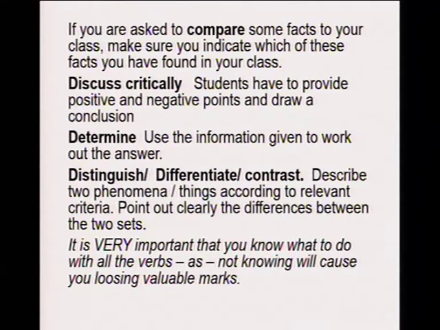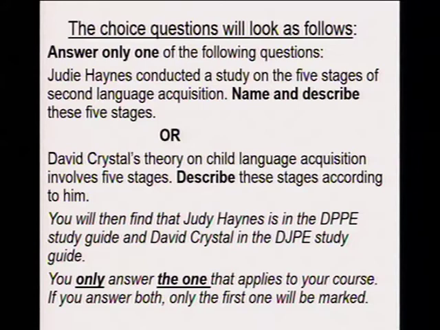It is very important that you know what to do with all the verbs, as not knowing this will cause you to lose marks. The choice questions will look as follows. Answer only one of the following questions. Judy Hayes conducted a study on the 5 stages of second language acquisition. Name and describe these 5 stages. Or, David Crystal's theory on child language acquisition involves 5 stages. Describe these stages according to him.